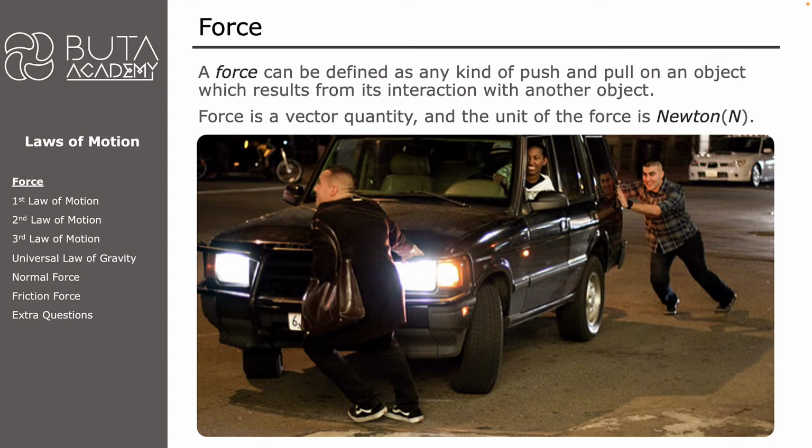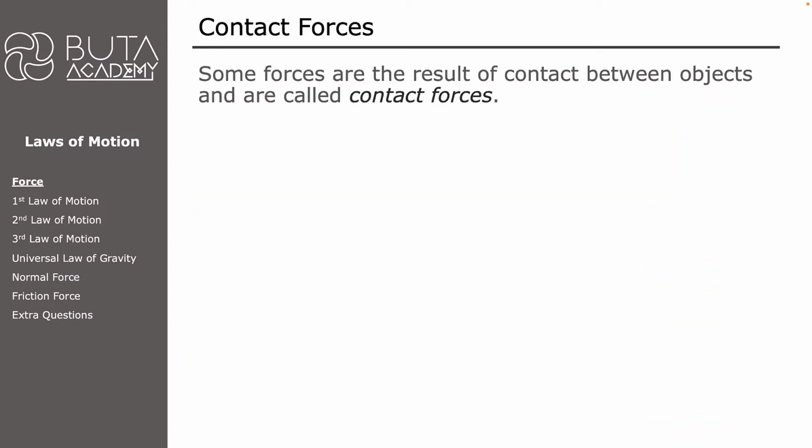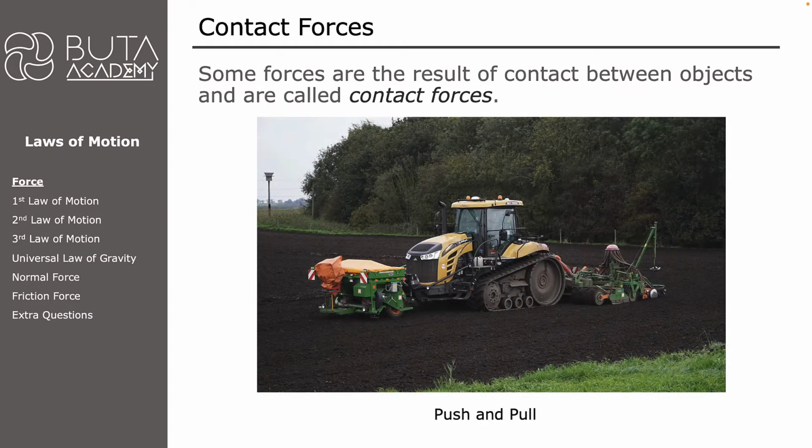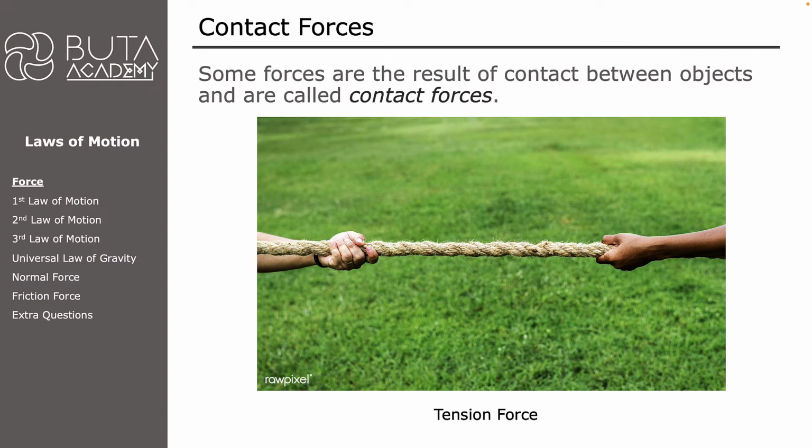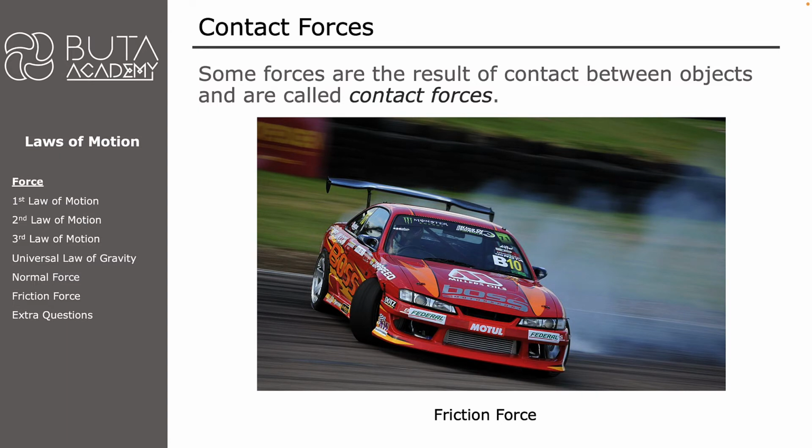A force can be classified as either a contact force or a non-contact force. Contact forces are forces between objects which are touching each other. Examples of contact forces are push and pull forces, tension force, which is defined as the force transmitted through a rope, string, or wire when pulled by forces acting from opposite sides. Friction force, which is the force that opposes the motion of an object and acts parallel to the surface the object is in contact with.